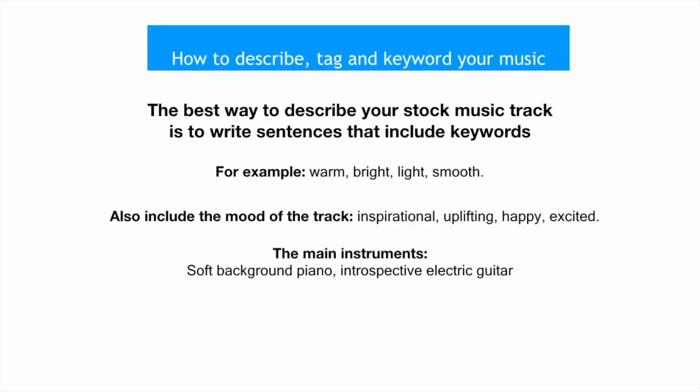What's the featured instrument of this music track? Is it a piano? Is it going to be the guitar that is featured the most? Notice that I put keywords when I'm describing the instrument as well. For example, in this case, it's soft background piano or introspective electric guitar. I'm putting keywords in front of the instrument so I can add even more chances of this music track being found, to be honest, in searches when customers are looking for this.